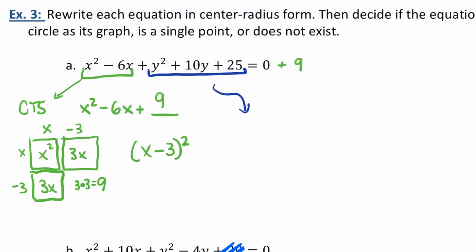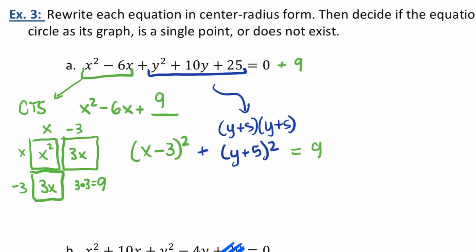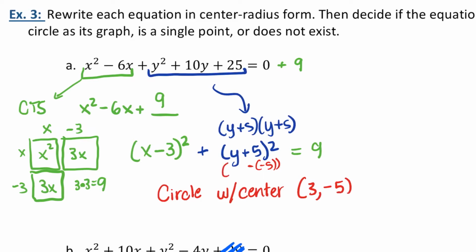If you look at your y's, they already factor into a perfect square if you use that 25 units that you have. So you don't really have to complete the square on that part. You can just rewrite it in factored form as (y plus 5) squared. So my equation of my circle in center-radius form looks like that, and it has its center at (3, -5). If you think about y minus the y-coordinate of your center, that's minus -5. And then your radius squared is 9, which means that your radius itself is 3 units.